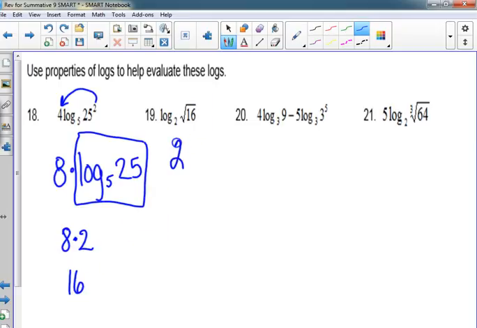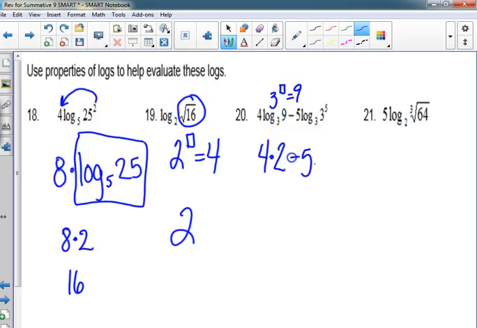Okay. This is 2 to what power is, well, what's the square root of 16? So, what about this? 4 times 3 to what power is 9? That's a 2. Minus 5 times, ooh, can I move that 5 out in front? So I got a 5, that'll be a 25. Times 3 to what power is 3 would just be 1. So I have 8 minus 25.